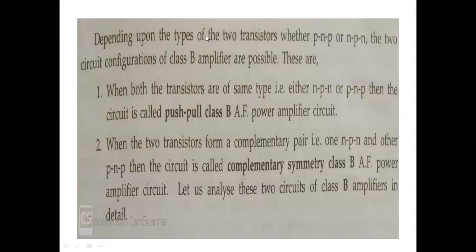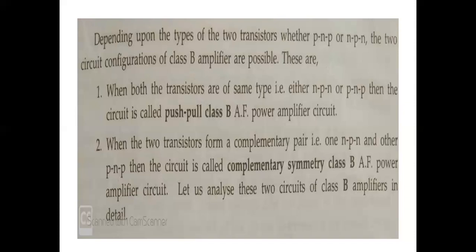So here we have two types of Class B power amplifiers. One is push-pull Class B power amplifier. The second one is complementary symmetry Class B power amplifier. Depending on the two types of transistors we are using, whether PNP or NPN, two circuit configurations are possible. When both the transistors are of the same type, either both NPN or both PNP, that type of power amplifier is the push-pull Class B power amplifier.